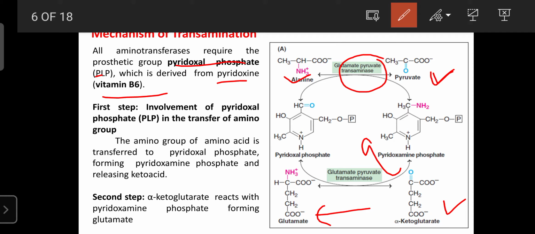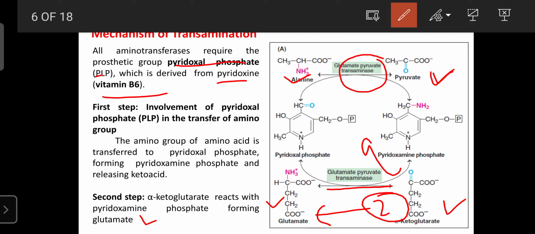That is the second step. In the second step, the alpha ketoglutarate can react with the pyridoxamine phosphate, forming glutamate. So in all the transamination reactions, glutamate is the end product, and this glutamate only can undergo the deamination reactions. Then it is involved in the formation of ammonia as well as urea. And this step is also reversible.